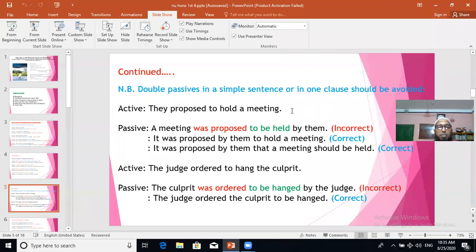This is a simple sentence. They proposed, because there is only one main verb, and this is not a main verb, it's an infinitive. That's why this is a simple sentence. Only one verb should be changed into passive. Look at the correct answer.